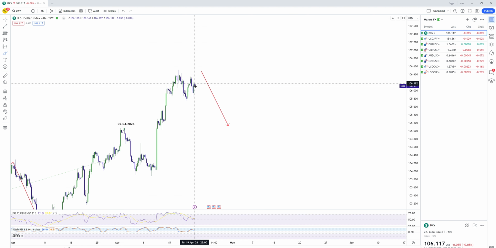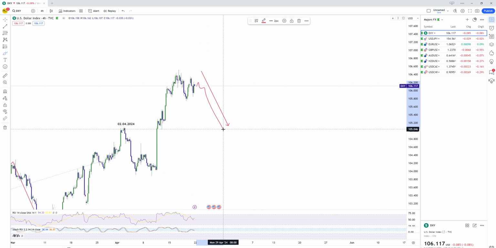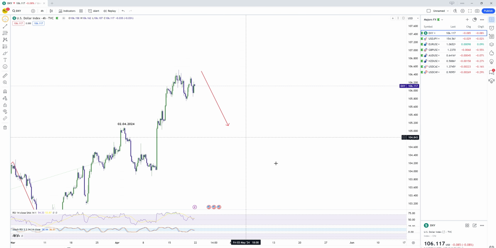So what we can see either from here or with a small push up to the upside is to see the weakness arriving to the dollar index and reach the 105 area at least.